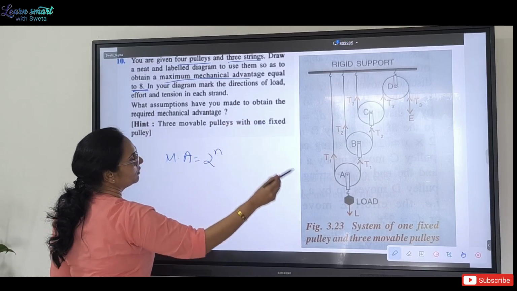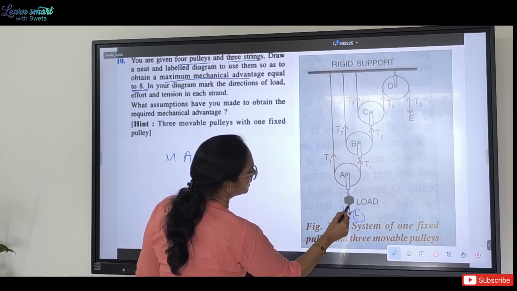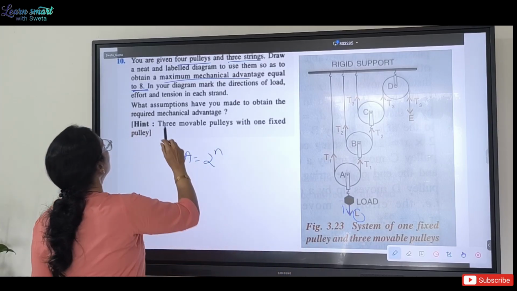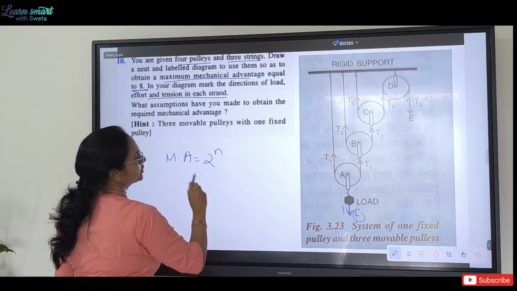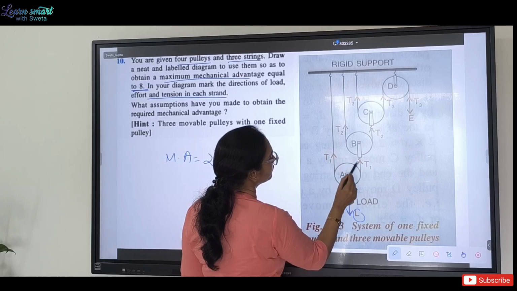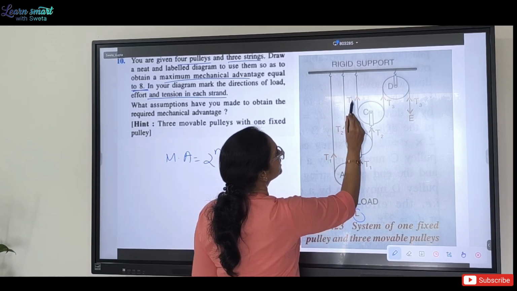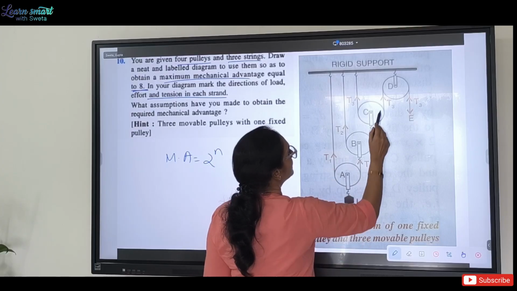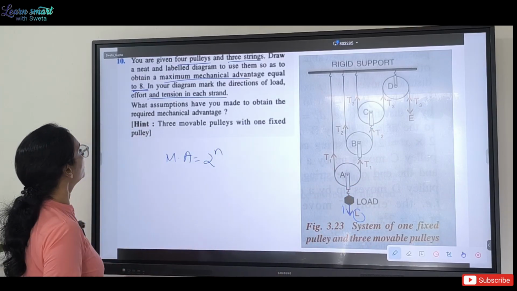And mark the directions of load. So you will mark the direction of load with a down arrow like it is given over here. And mark the direction of the load and tension in each string. So this load is supported, balanced by these 2 tension forces T1, T1. Then T1 is balanced by T2 and T2. T2 is balanced by T3 and T3 tension forces, and effort is equal to T3. So this is the diagram that you have to draw.